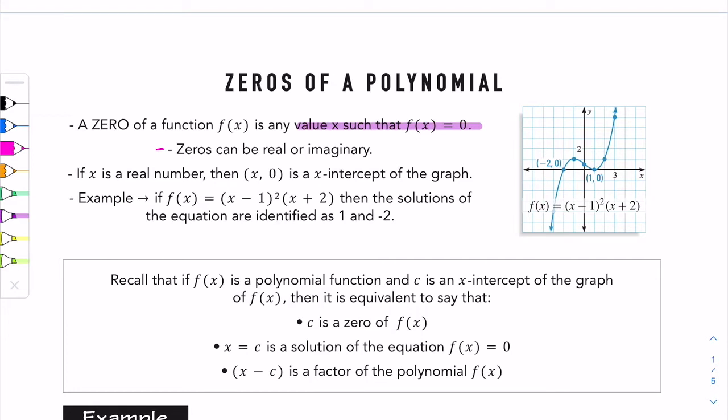And if f of x is equal to (x minus 1) squared multiplied by (x plus 2), then you can identify your zeros as 1 and negative 2. So you set each factor equal to 0. Whatever you get as a solution is your 0. You can write it as an ordered pair and graph that solution.